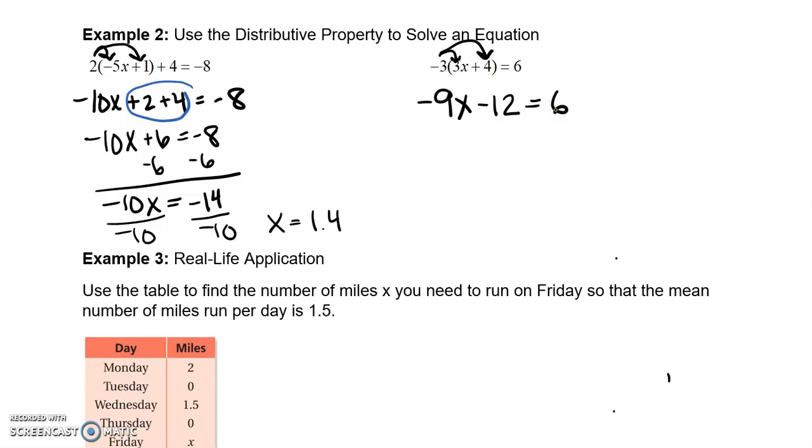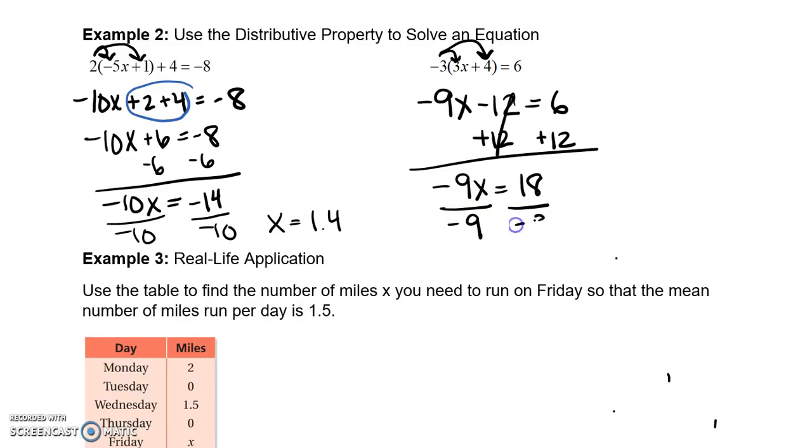And then we have to isolate x. So we need to get 12 to the other side. So you're left with negative 9x equals 6 plus 12, which is 18. Negative 9 times x means we need to divide both sides by negative 9. And 18 divided by negative 9 is negative 2.